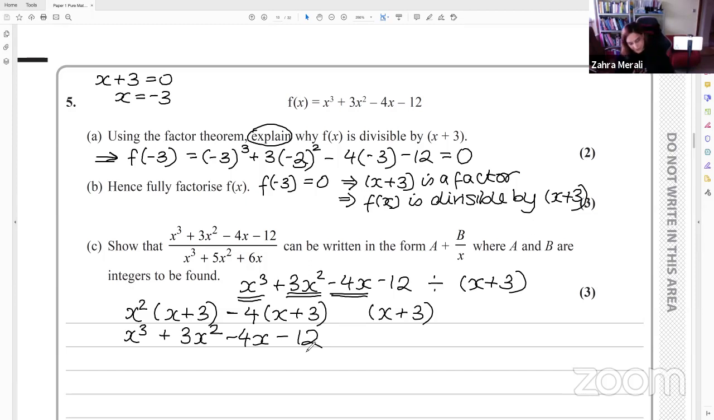So now I can factorize that. I can see I've got x plus 3, and it's multiplied by x squared minus 4, because it's these values here. Now, hopefully you recognize that that's a difference of 2 squares. So your final answer is x plus 3, x plus 2, x minus 2.